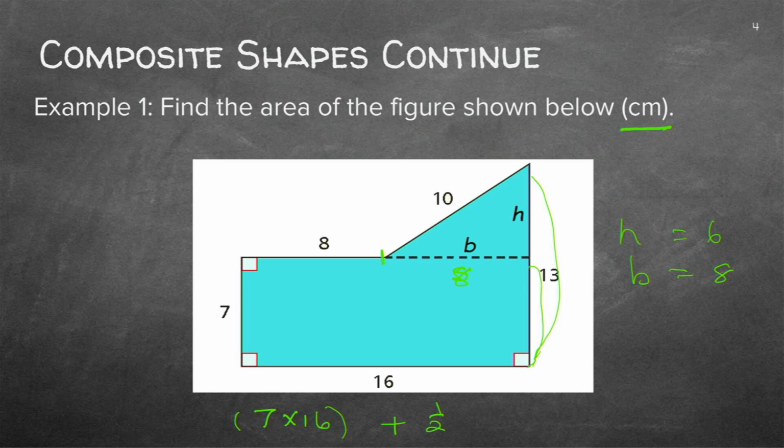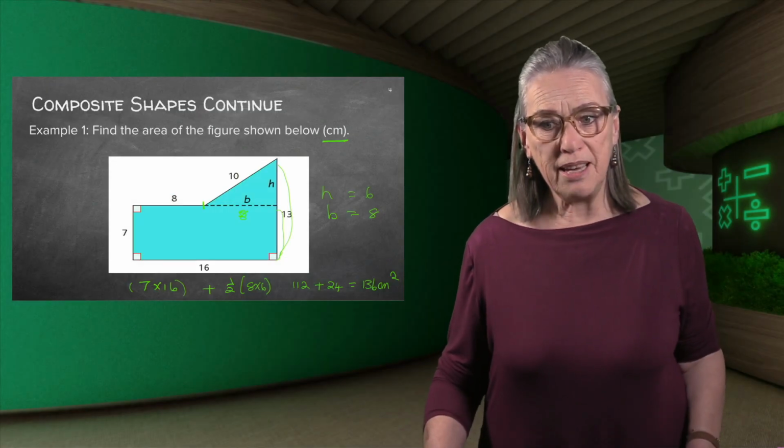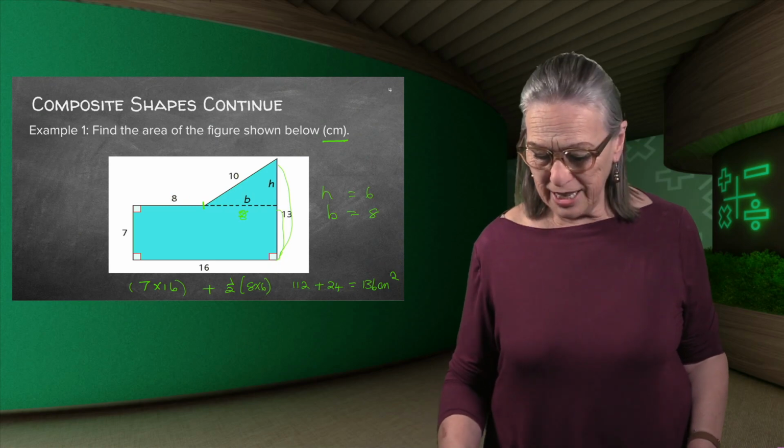You all with me? So all we have to do is add a half of 8 times 6 for our answer. So 7 times 16 is 112, plus a half times 8 times 6 is a half of 48, it is 24. If we add this together, it is 136 centimeters squared. So that is then our complete area. Okay, ready for another example.